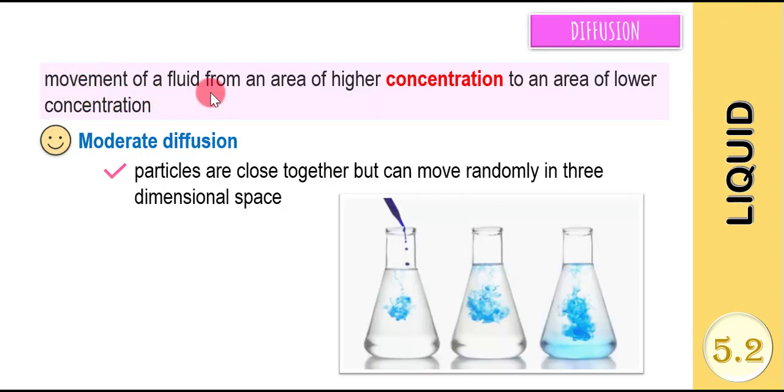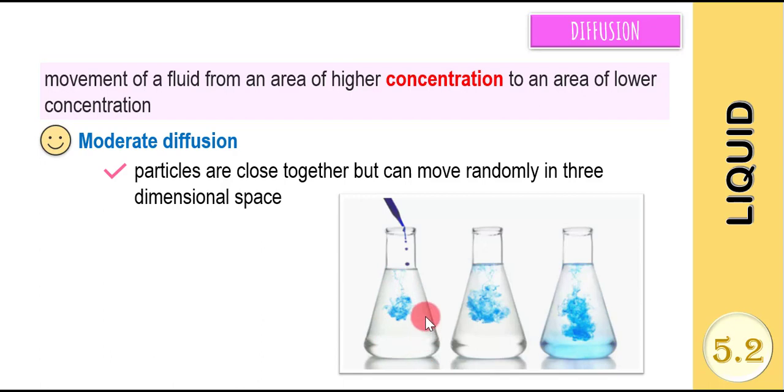Diffusion is the movement of a fluid from an area of higher concentration to an area of lower concentration. Liquid has a moderate diffusion. This is because the particles are close together but can move randomly in three-dimensional space. You can see how a liquid diffuses by doing an experiment.